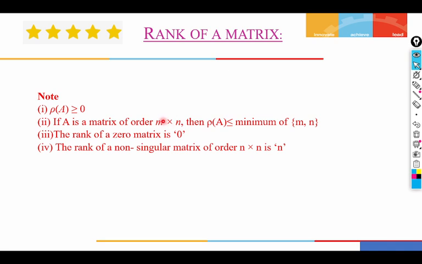And when the matrix is of order m by n, the rank of A is always less than or equal to the minimum of the rows or the columns. So whatever the minimum we have for a rectangular matrix, the rank will always be less than or equal to that minimum number. So those are a few properties. They are very trivial properties, based on the definition of rank.